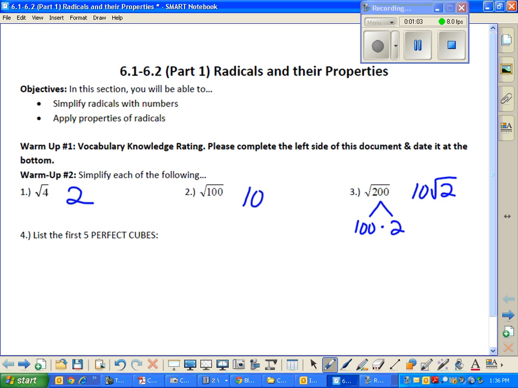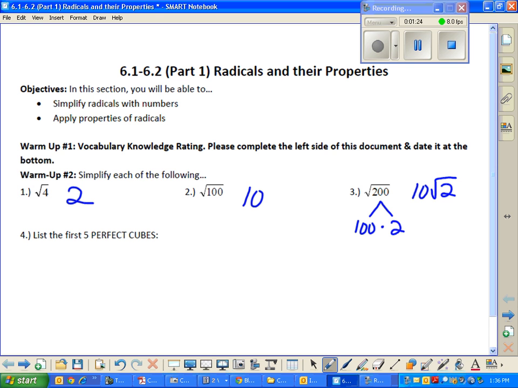Some of you may have even picked 25. That's not the largest perfect square factor, though. If you pick 25 times 8, you would have to square root the 8 again. Use your product property on that. So you could pick any perfect square factor, but you create yourself a little bit more work if you don't pick the largest perfect square factor.